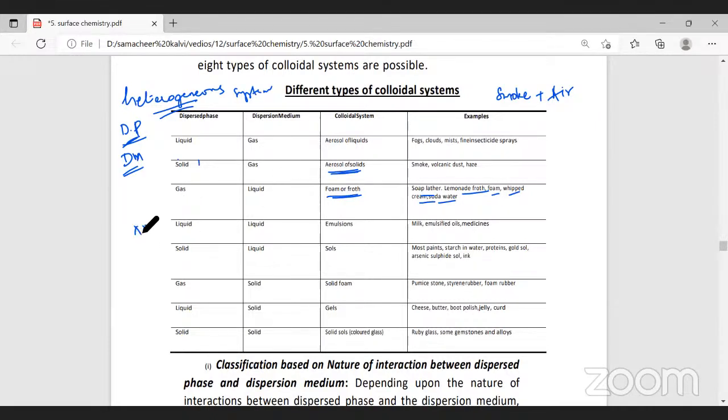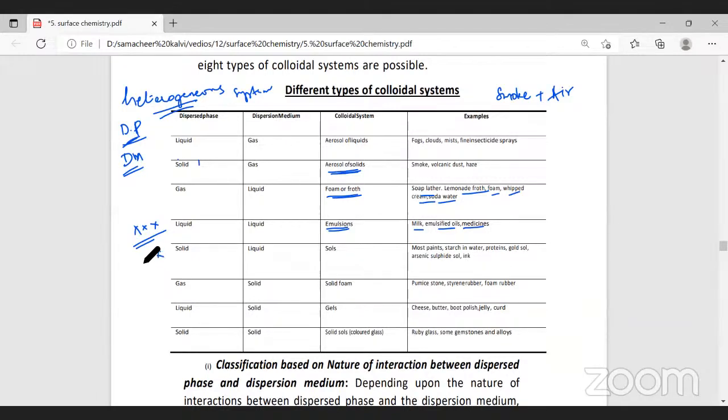Now, this is important. If the dispersed phase is liquid and the dispersed medium is also liquid, then we call that colloidal system an emulsion. Examples for emulsion: milk, emulsified oils, medicines. They can ask you, what is an emulsion? So you should say an emulsion is a colloidal system in which the dispersed phase is liquid and the dispersed medium is also liquid.